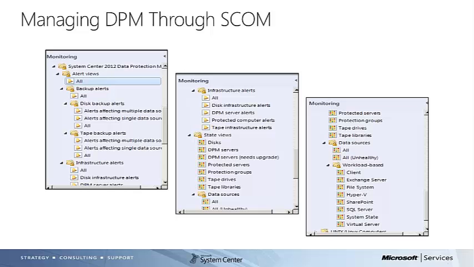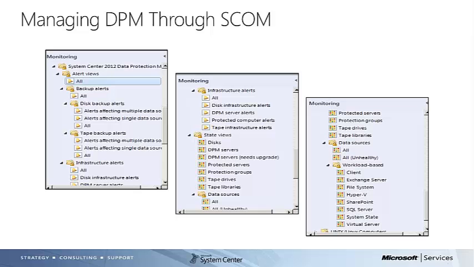This would be something where the easy example here would be loss of communication to an agent. You'd have multiple data sources that were going to disk, and those would all fail. Or you can get them singly at the alerts affecting a single data source. You could also look down at the state views, which allows you to look at your disks. So those are the disks in the storage pool. You can see how much space is available and that type of thing there.